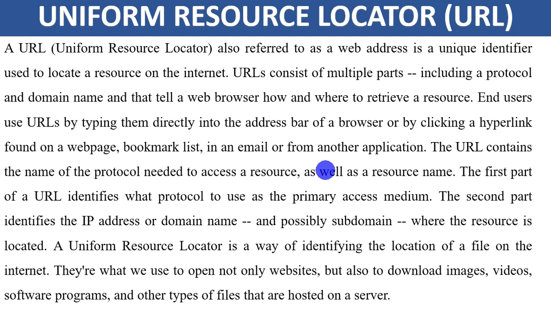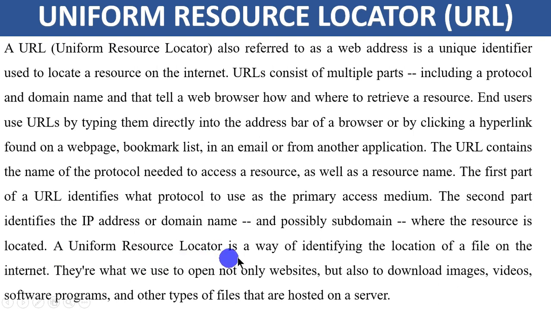End users use URLs by typing them directly into the address bar of a web browser or by clicking a hyperlink found on a web page, bookmark list, in an email or from another application. The URL contains the name of the protocol needed to access a resource as well as a resource name. The first part of the URL identifies what is called a protocol, which is used as the primary access medium. The second part identifies the IP address or domain name, and possibly subdomain, where the resource is located.